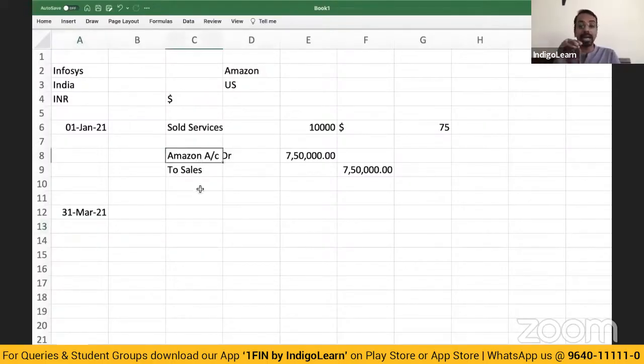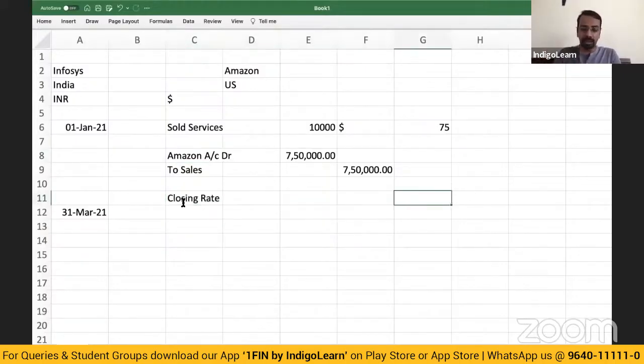Now, is this account a monetary item? Yes, it is a sundry debtor and it is a monetary item. So you have to restate this amount. You have to restate this account. What is the value that you should use to restate the amount? The closing rate. What is the closing rate?